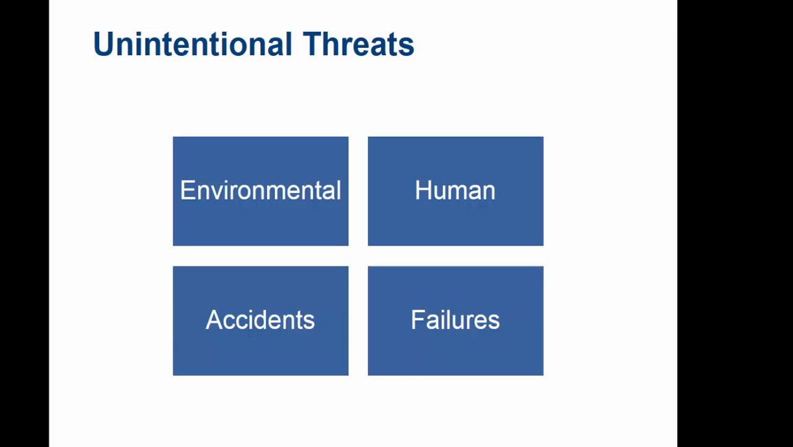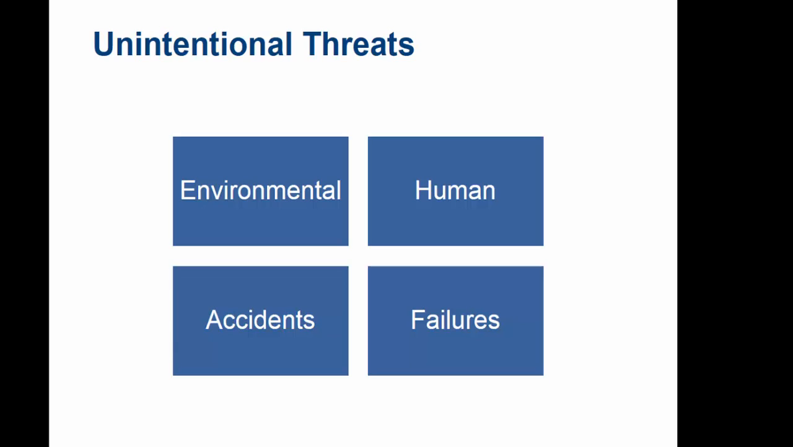Accidents always happen. We can always try to prevent accidents through educating our employees, or the employees of the organization, about things that they might unintentionally do. But we could also set up an environment where accidents are less likely to happen. And then obviously there are failures. We have to learn from the failures.